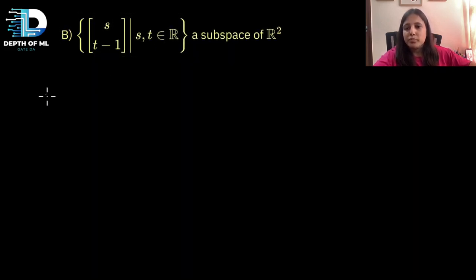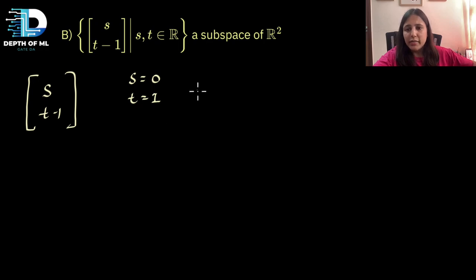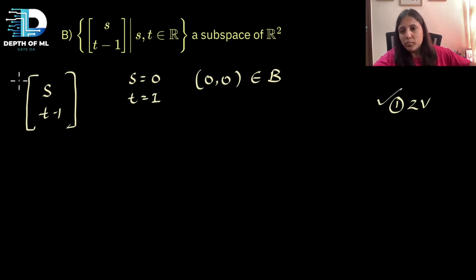Here is the B option. So we have vectors of the form (S, T minus 1). Now let me set S equals 0 and T equals 1. If I do this, I'll get a vector of the form (0, 0), right? S equals 0, and 1 minus 1 is 0. So for some value of S and T, the 0 vector belongs to B. Therefore the first condition, the zero vector, is satisfied. Fine. Now let's check the second portion, which is closure under addition.